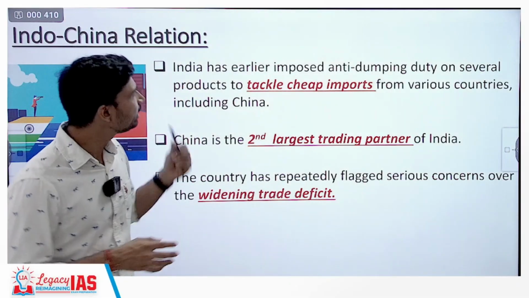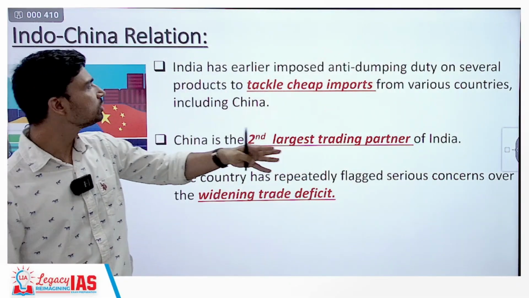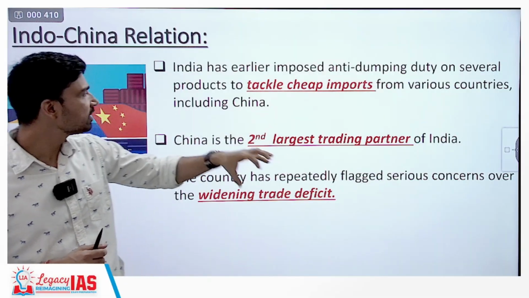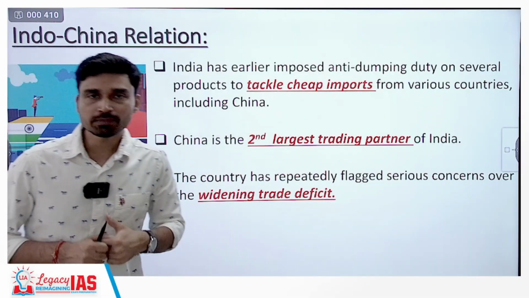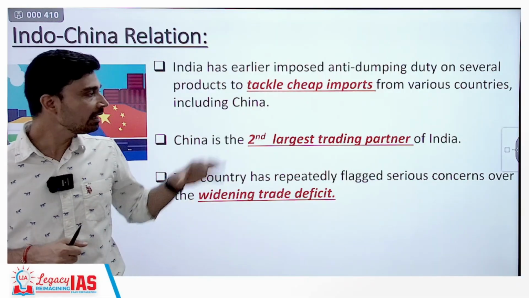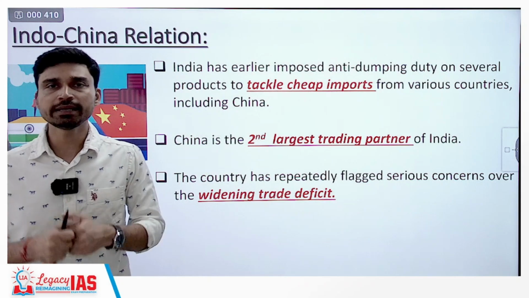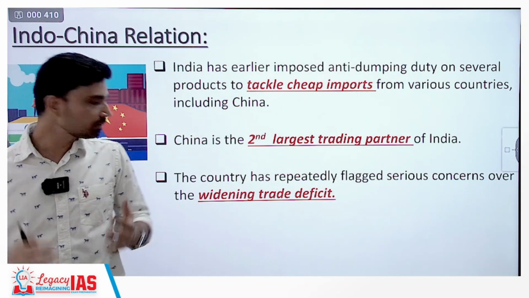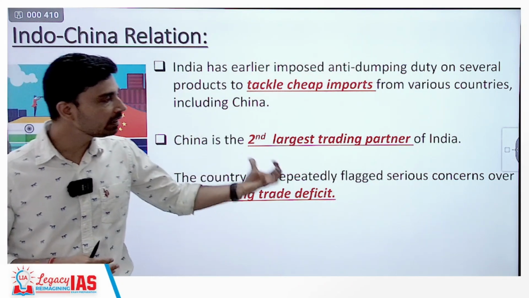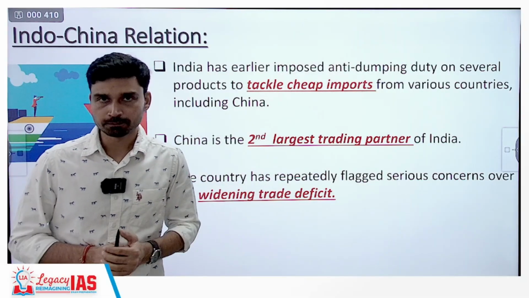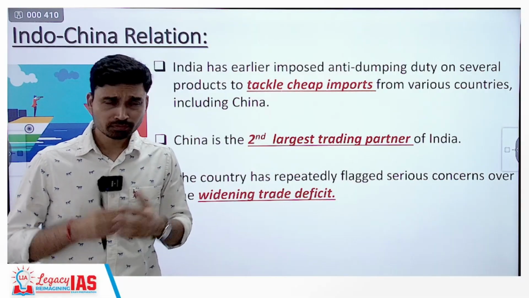Now, we also have to understand the Indo-China relations, especially in terms of bilateral trade and economy. So, India has earlier imposed anti-dumping duty on several products, again to tackle cheap imports from various countries including China. Now, China becomes very significant here because it is the second largest trading partner of India after the United States of America. And more recently, a concern was raised by many experts where India is repeatedly facing a problem of widening trade deficit with China. And this is a matter of concern.